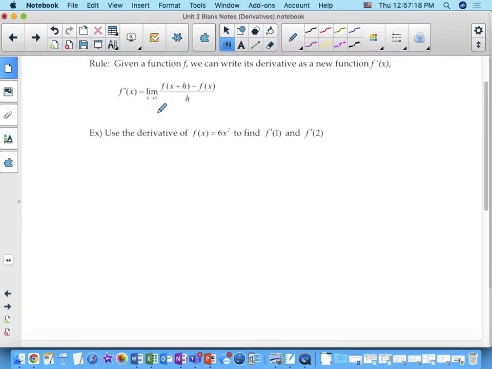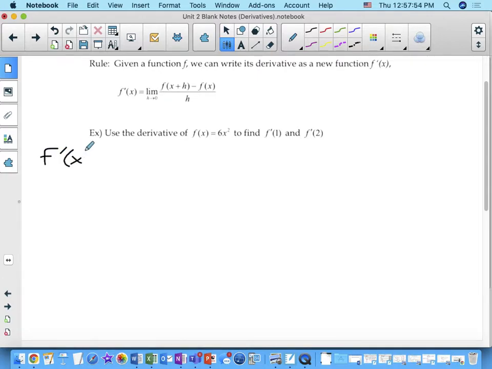Okay? So, for example, use the derivative of f of x equals 6x squared to find f prime of 1 and f prime of 2. Okay, so what we're going to do first is find that derivative function, the general derivative function. And then once we have that function, we can use it to find the slope of the tangent line, or the derivative of the function, at any x value that we want. Okay, so here's how it's going to go.